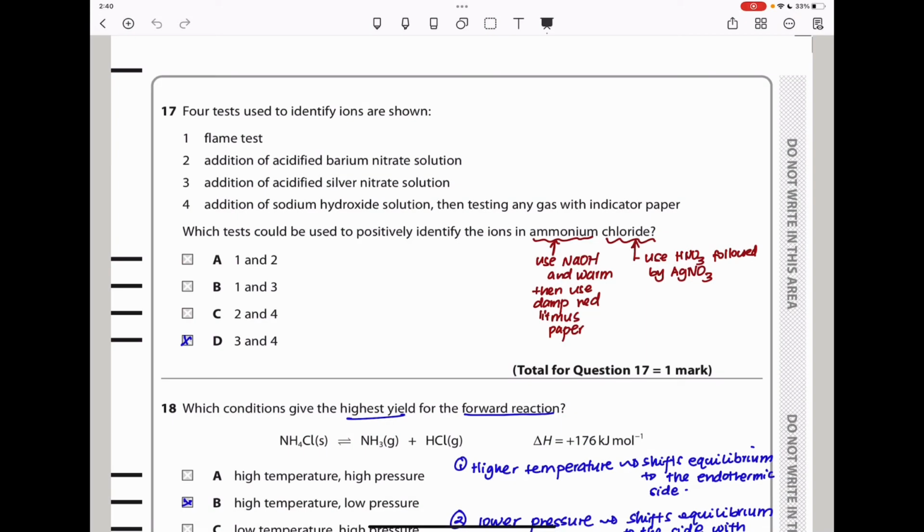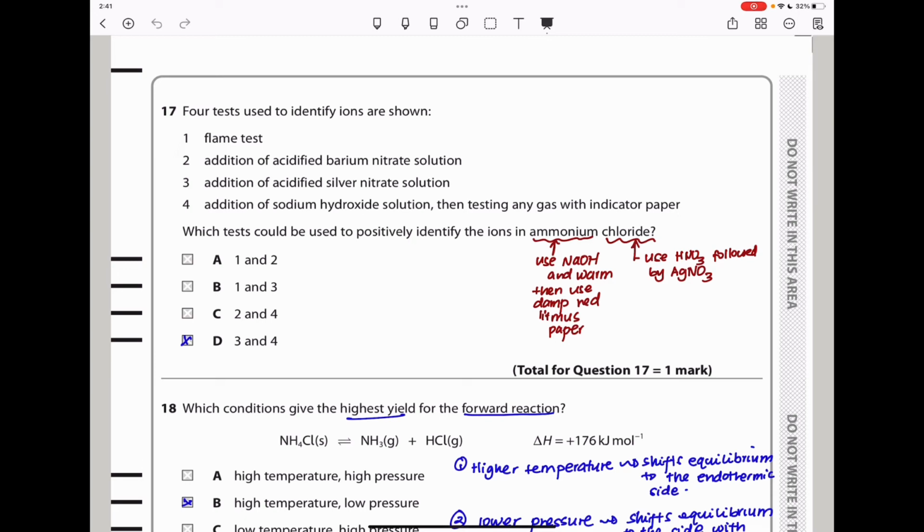Question 17, here they say 4 tests used to identify ions are shown. So there is a flame test, there is addition of acidified barium nitrate solution, addition of acidified silver nitrate solution, addition of sodium hydroxide solution, then testing any gas with indicator paper. They say which test could be used to positively identify the ions in ammonium chloride.